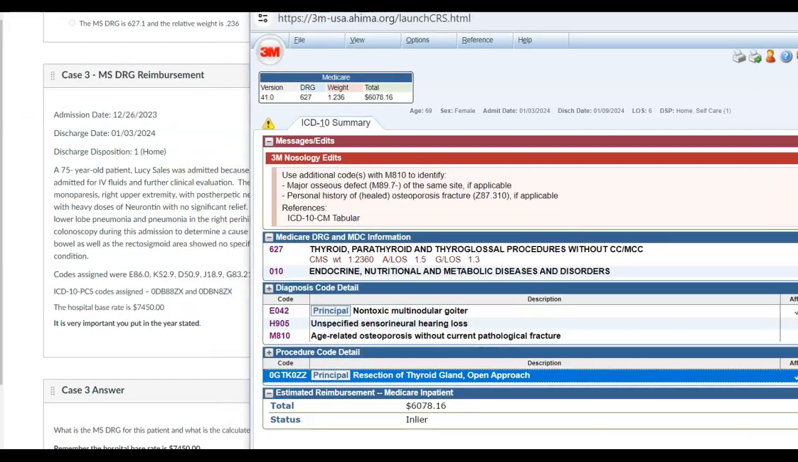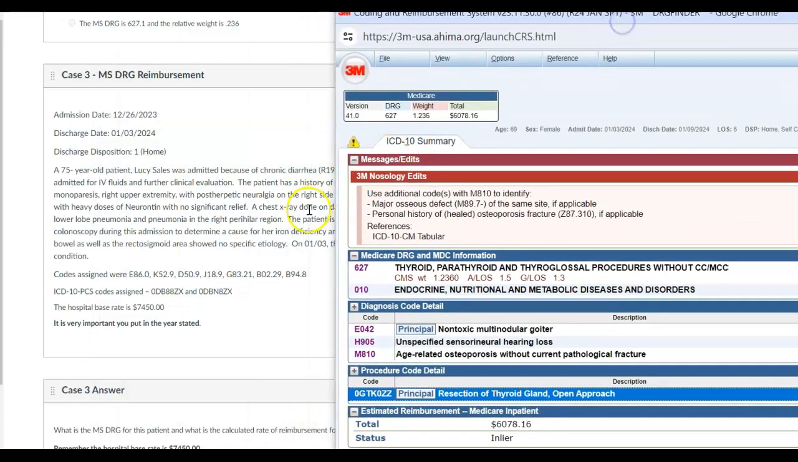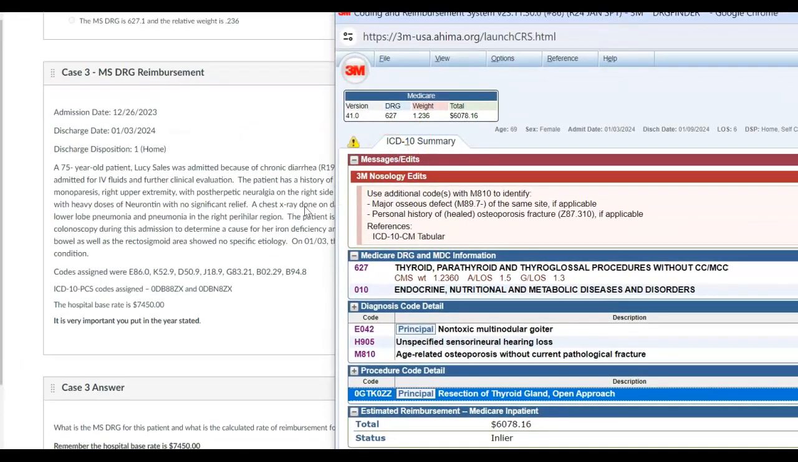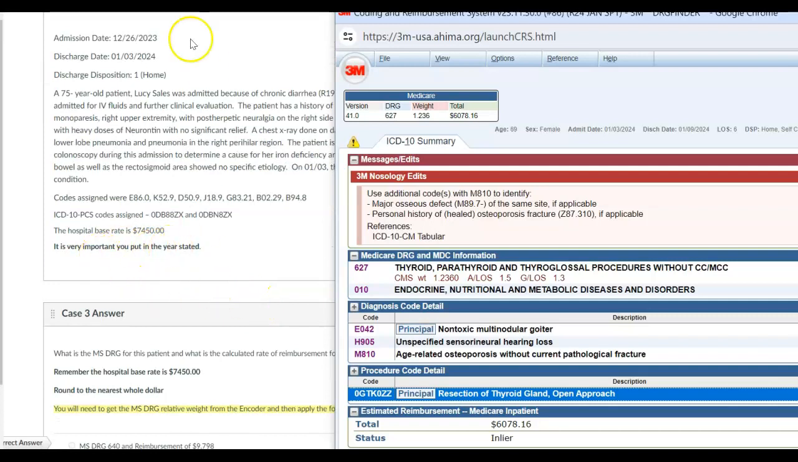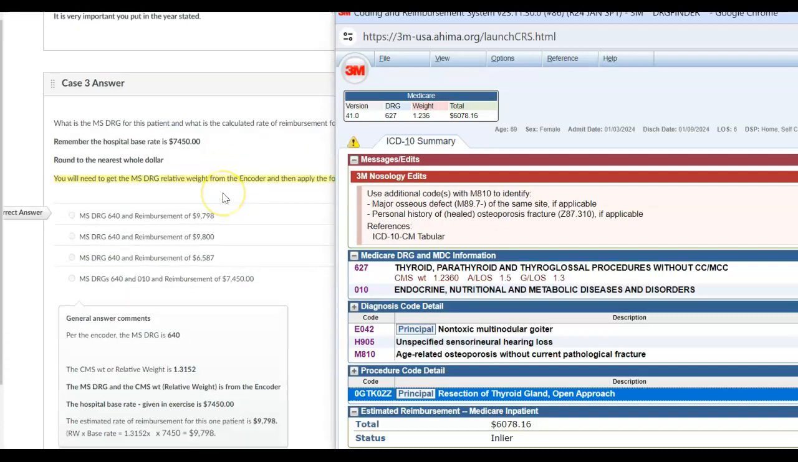All right, so for this last one, I'm just going to talk about that. I'm not going to log anything in. It's just giving you the codes. Okay, it's giving you the procedure codes. The hospital base rate is $7,450. And then again, it's very important that you put in 12/26/2023, discharge 1/3/24.